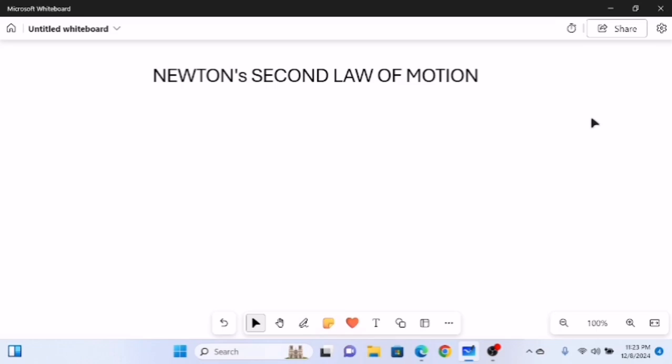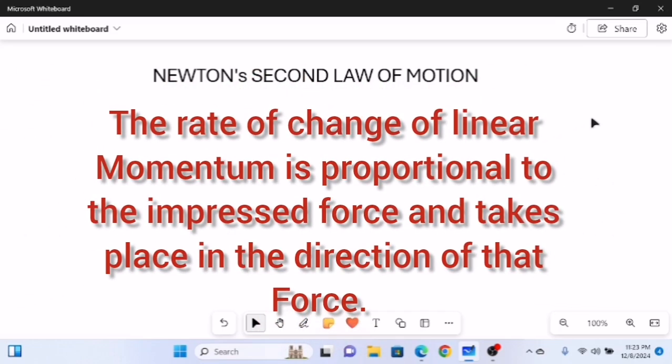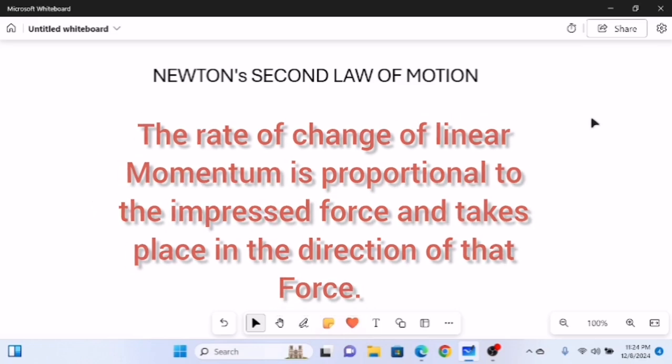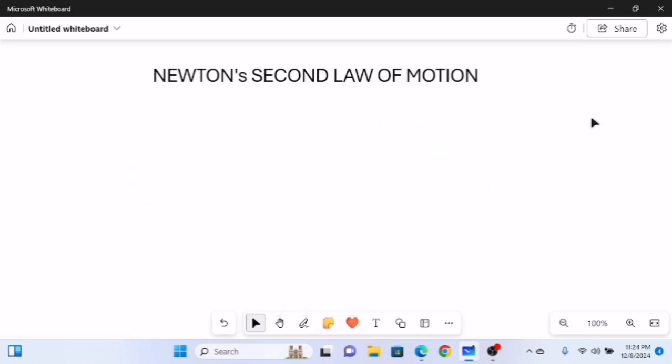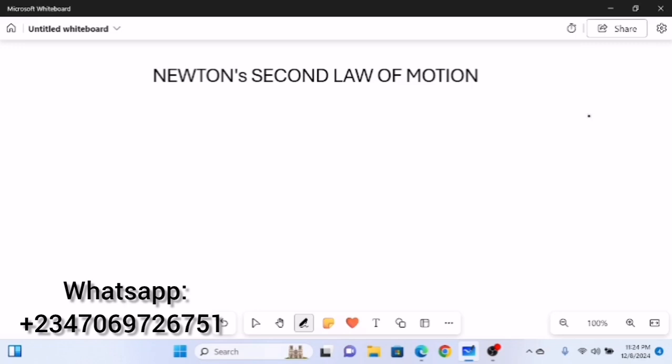Now, Newton's second law of motion states that the rate of change of linear momentum is proportional to the impressed force and takes place in the direction of that force. Mathematically, this simply means that the rate of change of linear momentum, and remember, momentum simply means mass times velocity. So change in momentum means we have initial momentum and final momentum, so let's say we have mv minus mu all over t.